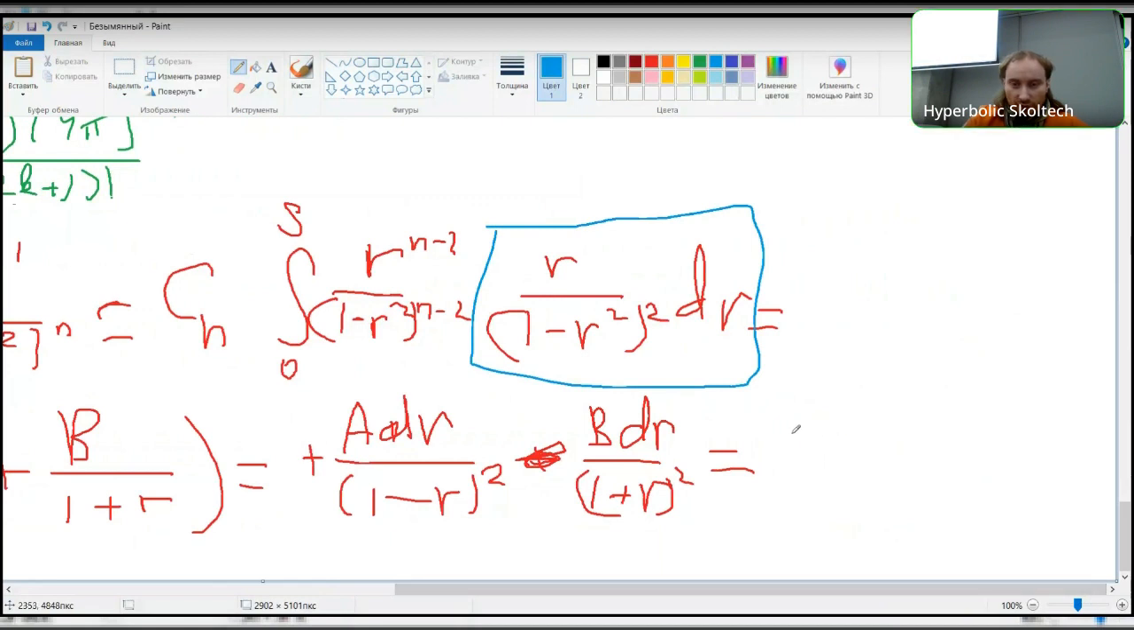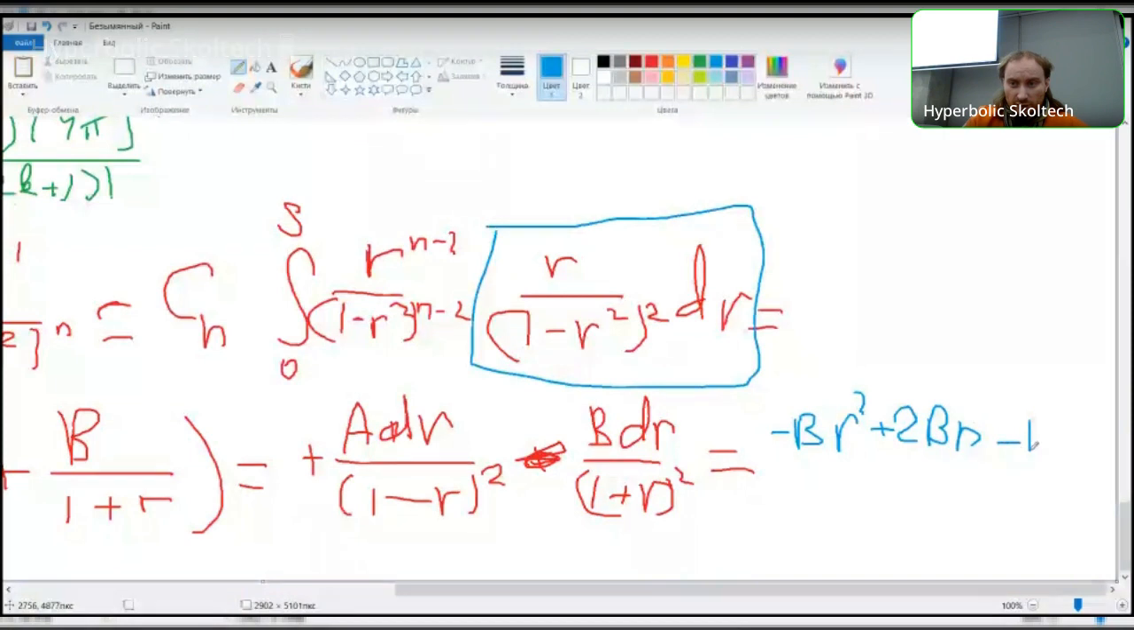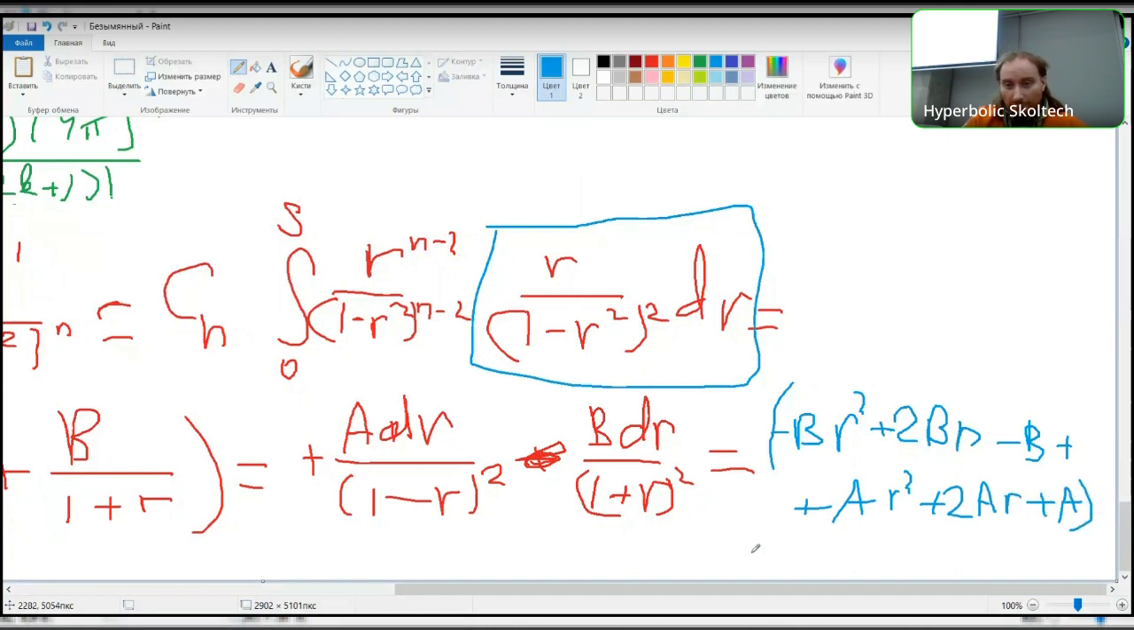So let's compute this. Actually, this is like b minus b r squared plus 2br minus b, plus ar squared plus 2ar and plus a, and divided by 1 minus r squared.